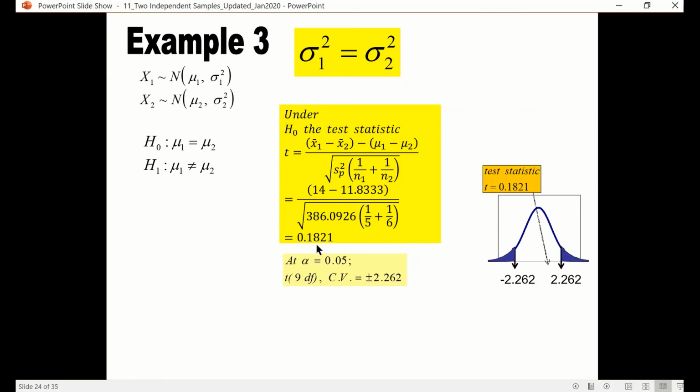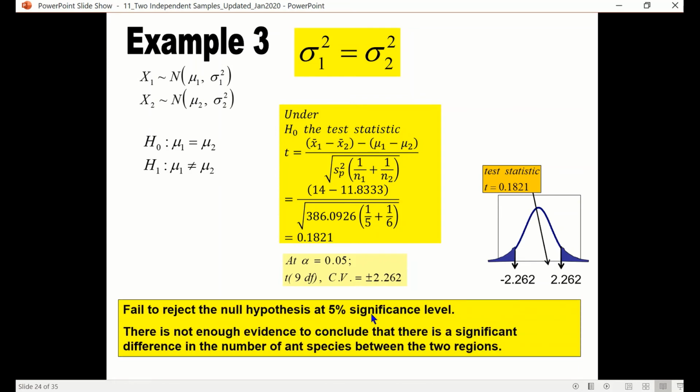So you will find that the test statistic is outside the critical region, and hence we fail to reject the null hypothesis at the 5% significance level. Therefore, the conclusion is that there is not enough evidence to conclude that there is a significant difference in the number of ant species between the two regions.